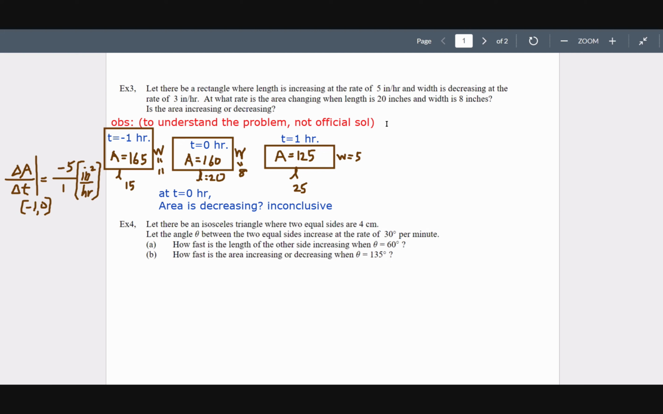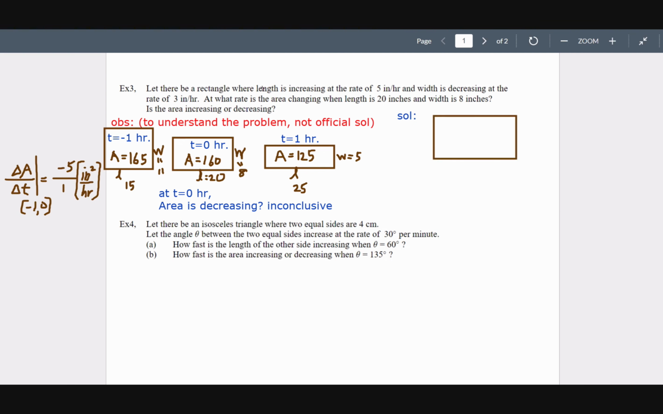Okay, so now let's get to the solution. How do you get the solution here? First of all, it looks like this is a rectangle problem. So why don't we draw a rectangle? The rectangle can look like this.